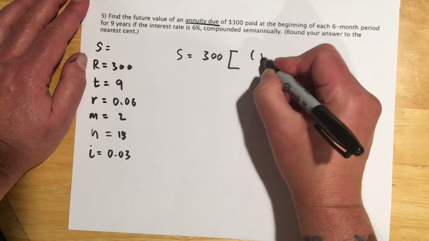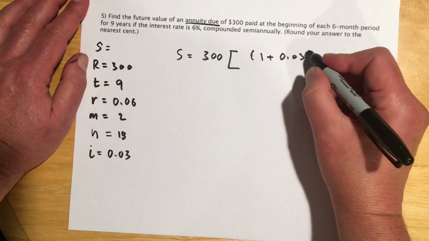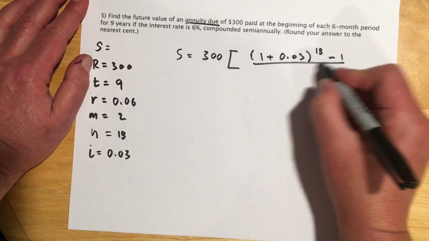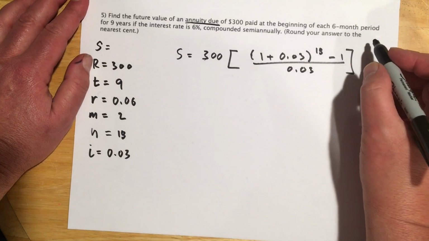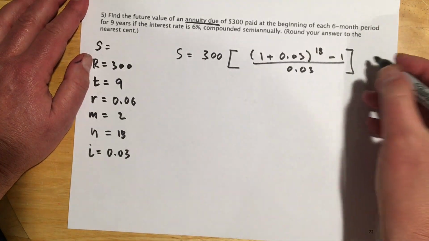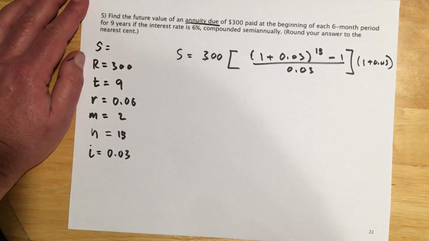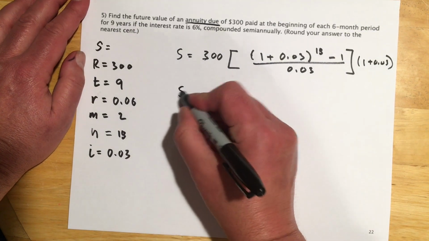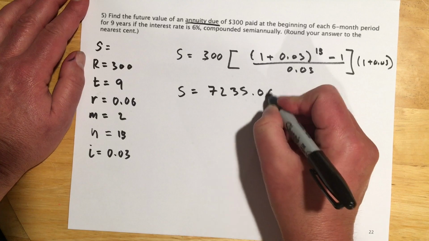And then this goes 1 plus I, so 0.03 to the N, that's 18 minus 1 over I again. So all that's the same, and then it's just this same factor right here on the outside. So 1 plus 0.03. And then all that just goes into the calculator, and looks like S is 7235.06.